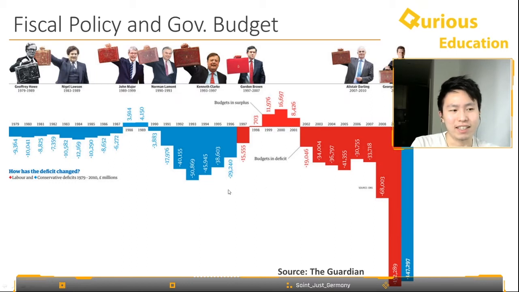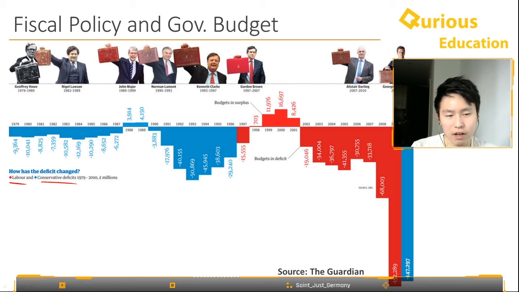Yeah, there we go. This photo is quite good, I think. This is from the 1780s to the 2010s. We can see the blue bars are the years when the Conservative Party is in power, whereas the red bars are when Labour are in power, I believe.